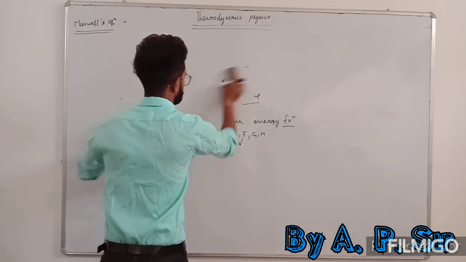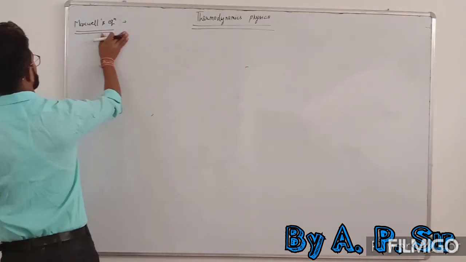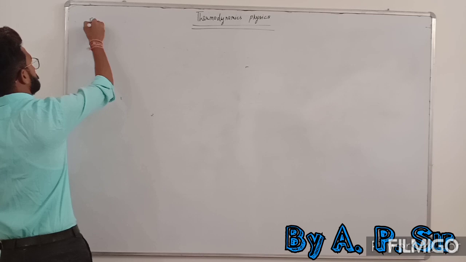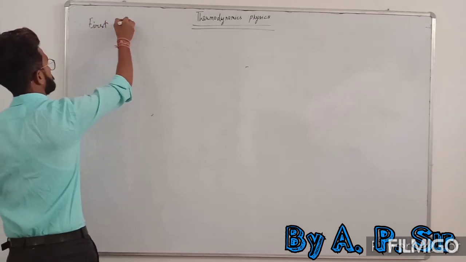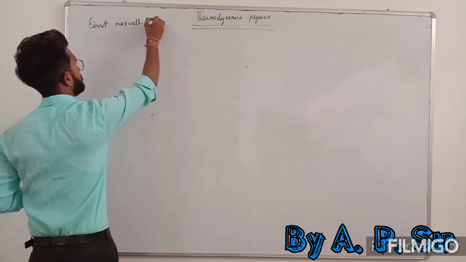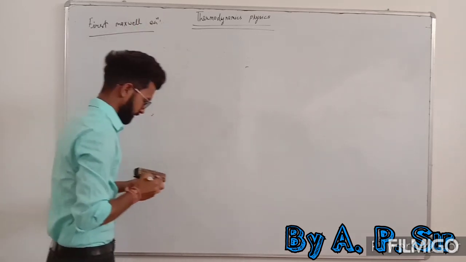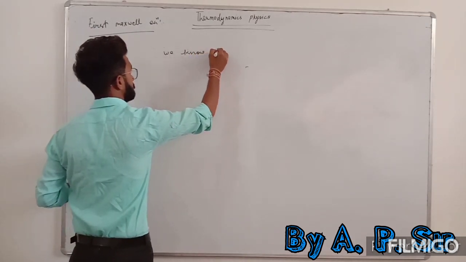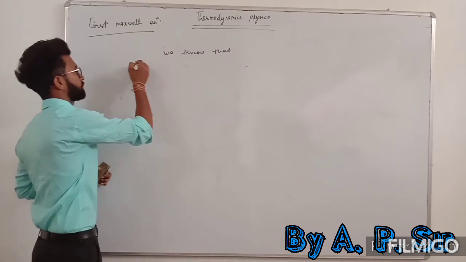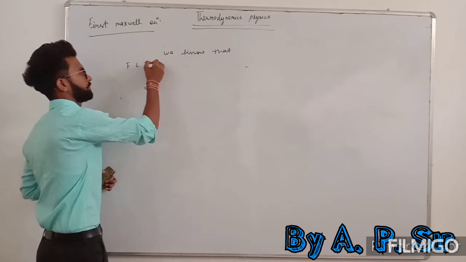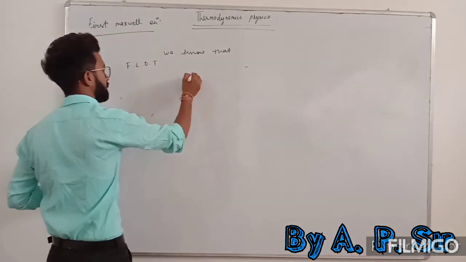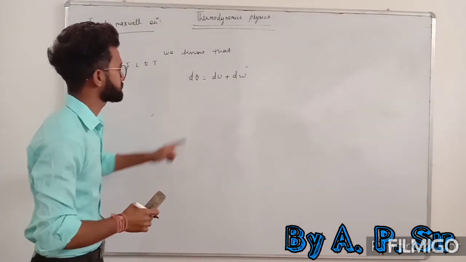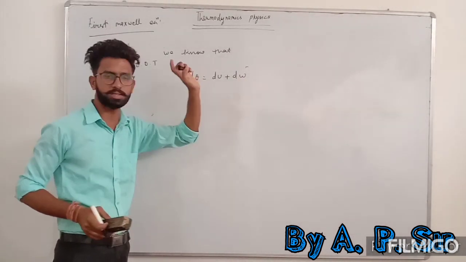Then the first Maxwell equation. We know that from the first law of thermodynamics, dQ equals dU plus dW, where Q is total energy, U is internal energy and W is work.